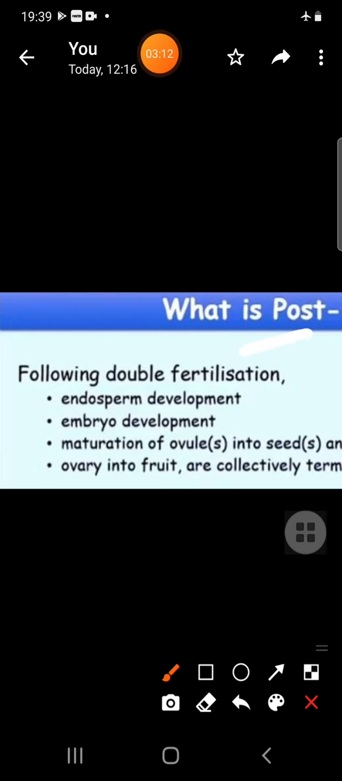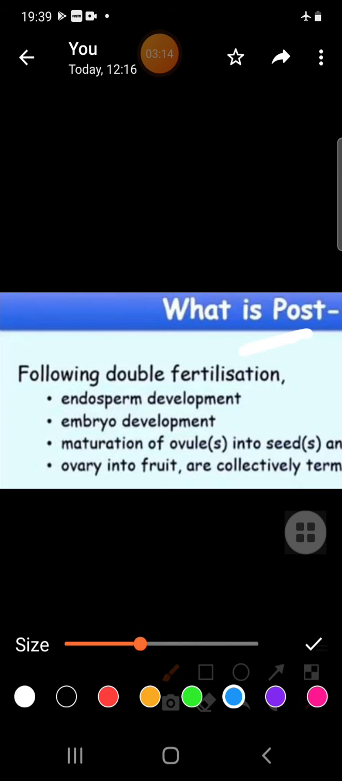Once fertilization happens, what all things would happen? So you have to remember it like this: post fertilization changes that are happening. First, post fertilization change जो हमने पढ़ लिया है, endosperm development, जो कि 3 टाइप के थे, right? The nuclear, cellular and helobial type. Now the second event that happens after double fertilization is embryo development.